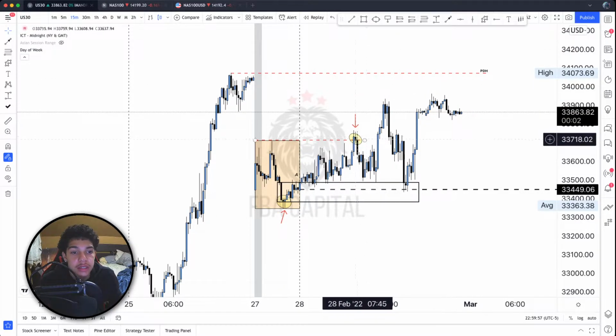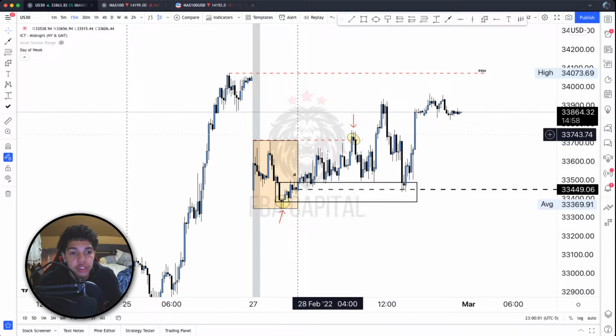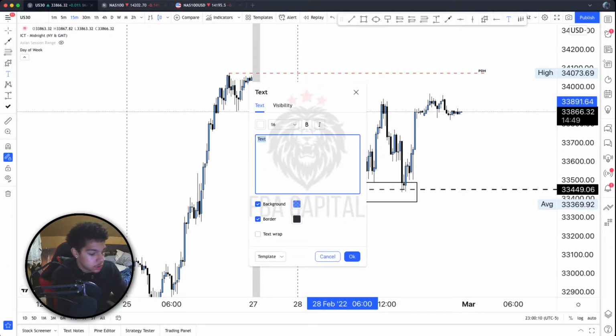Next thing is this high up here. This high right here is the New York session high that cleared this Asian session, so we're going to annotate that. At what time was this cleared? 7:15. So at 7:15 a.m., the Asian range high was cleared.